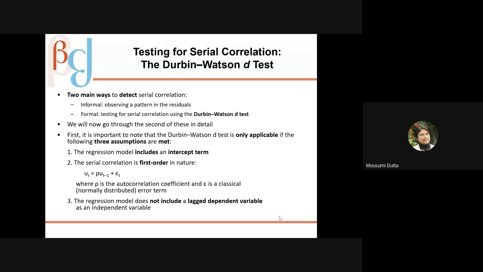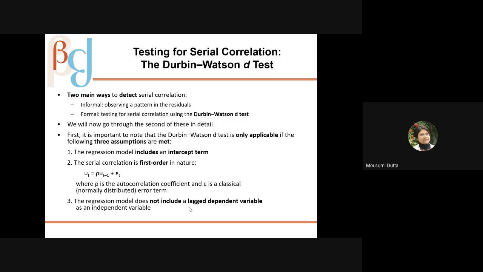So first, let's consider the Durbin-Watson statistic, the formal method, and how we will detect autocorrelation using it. To begin with, I'm mentioning some limitations of the DW test. It is important to note that the Durbin-Watson D-test is only applicable if the following three assumptions are met. Number one, the regression model includes an intercept term.